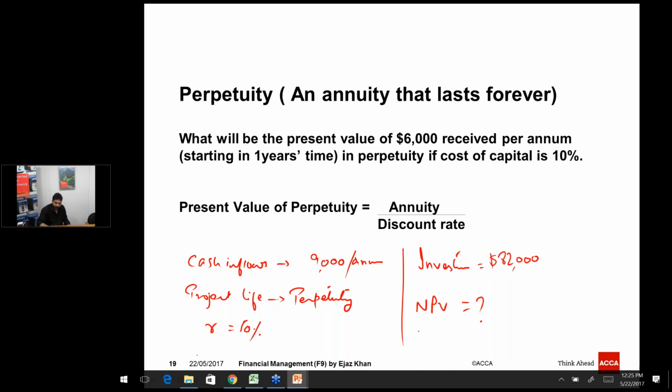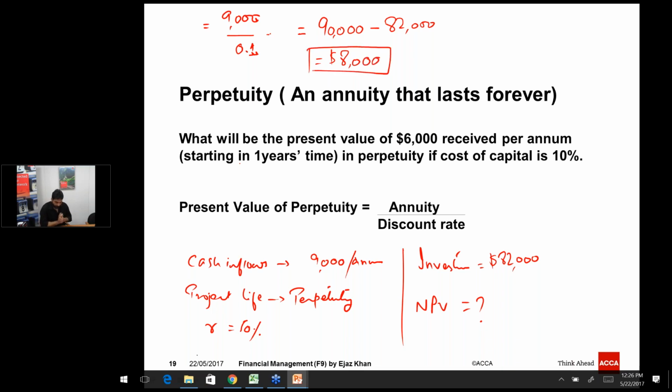Yes, the answer is 8,000, correct. Simple. We are going to receive 9,000 per annum. The discount rate is 10%. So against 9,000 per annum, if we need a 10% return, how much should we invest? We should invest 90,000, whose 10% is actually equal to 9,000. But we are required to invest just $82,000. So we will save $8,000. That's the net present value. I hope everyone has got it.